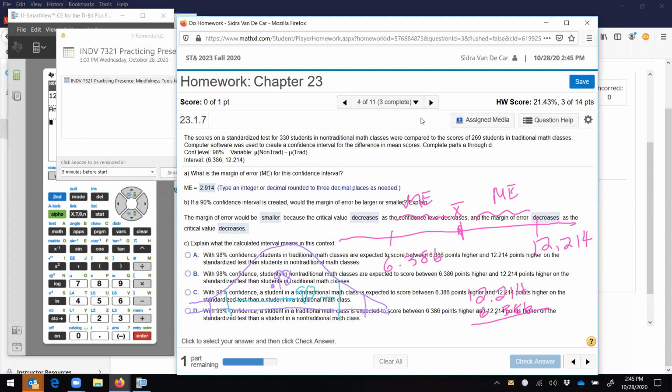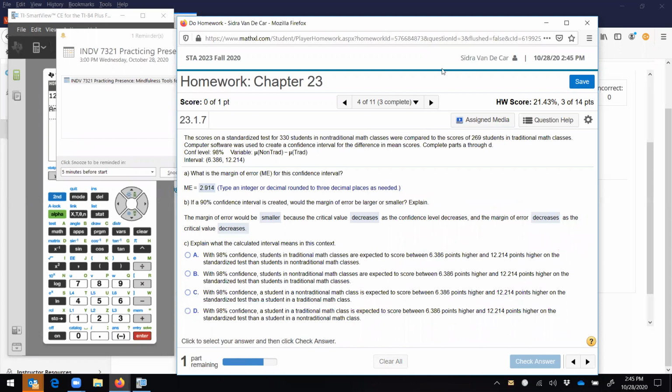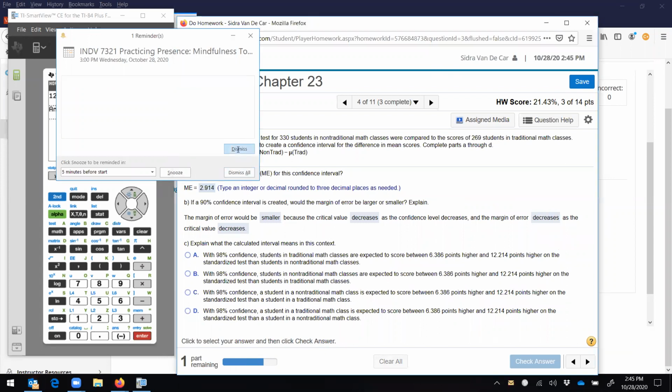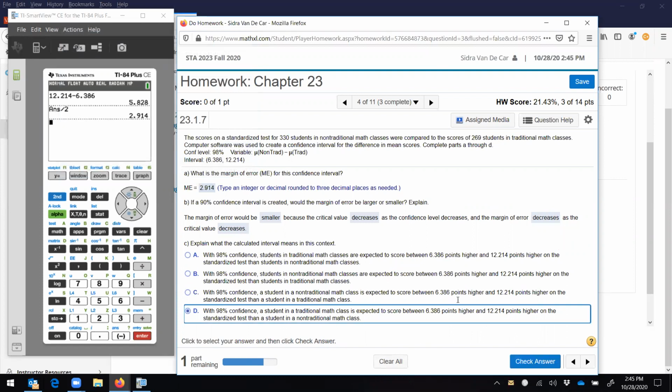Explain what the calculated interval means in this context. Let's clear that off. Alrighty, and let me get rid of that. I'm explaining what the calculated interval means in this context. Okay. So this is our non-traditional minus traditional. So the non-traditional students have a mean that's higher because I don't have 0 inside the interval, right?